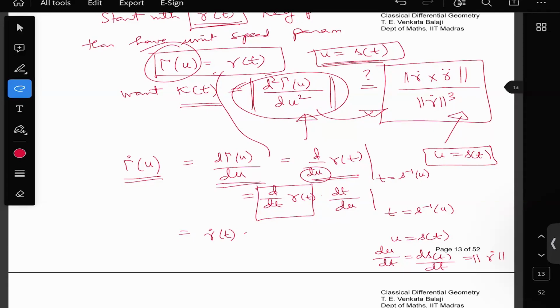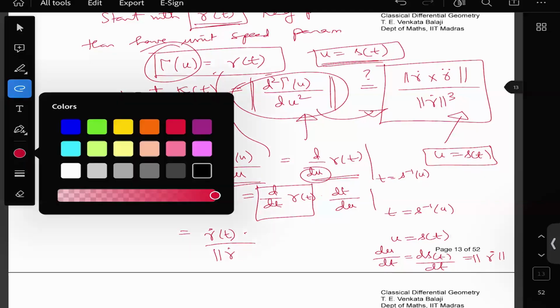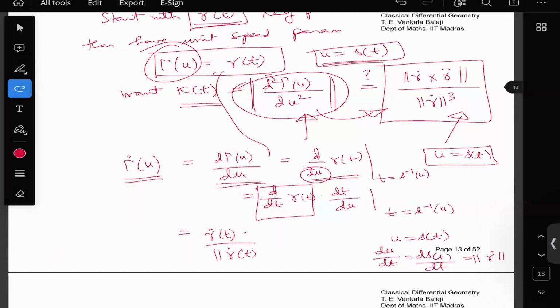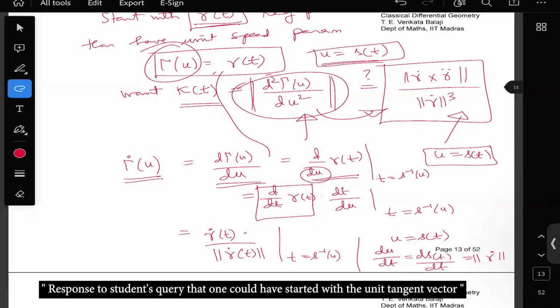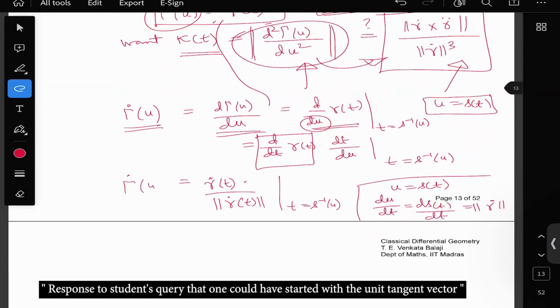So the moral of the story is I will get gamma dot t by norm gamma dot. Let me be careful and put an extra t there initially so that it's clearer, at t equal to s inverse of u. That is what it is, and so this is your gamma dot of u.